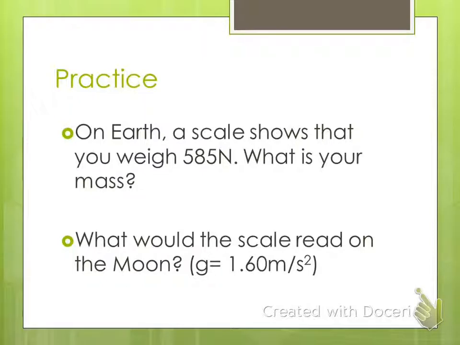Then I want you to answer, what would the scale read if I was on the moon and I had a different acceleration due to gravity? So do I lose any mass particles when I go to the moon? No. My gravity changes, which means my apparent weight changes. So we're going to use the same mass you just solved for to find our weight, or what our scale would read, which is our weight. F sub g on the moon, still mass times gravity. This g variable just changes.